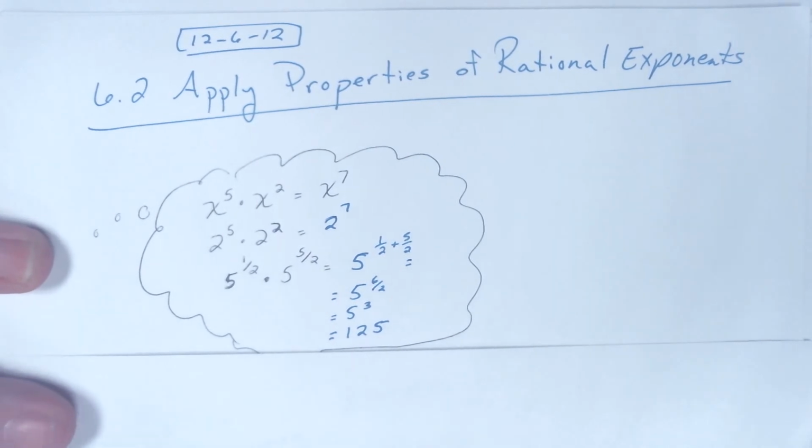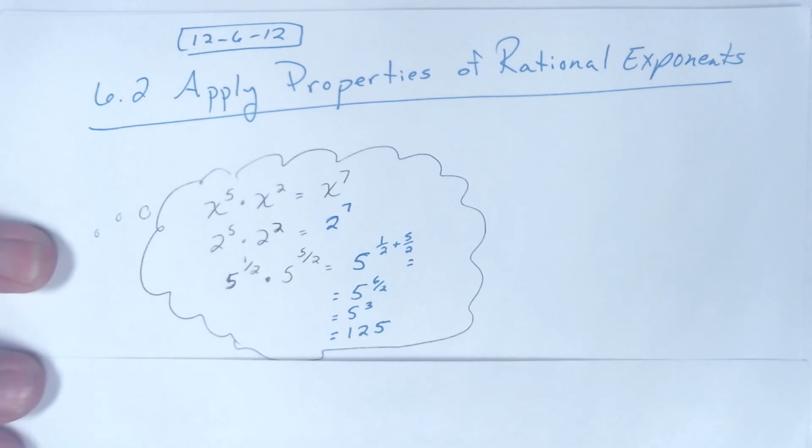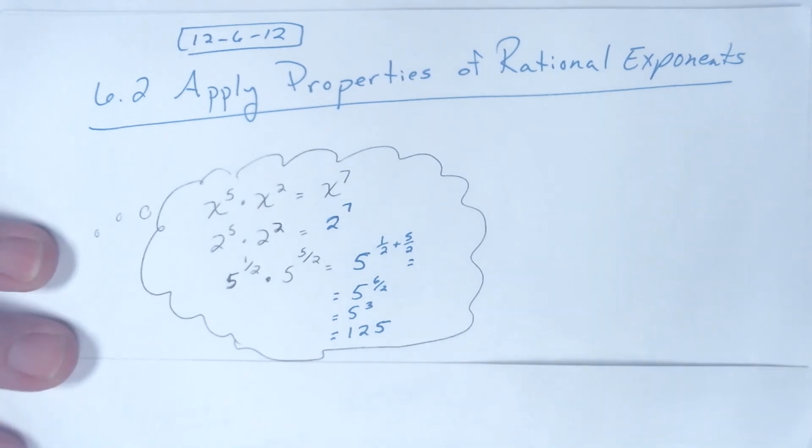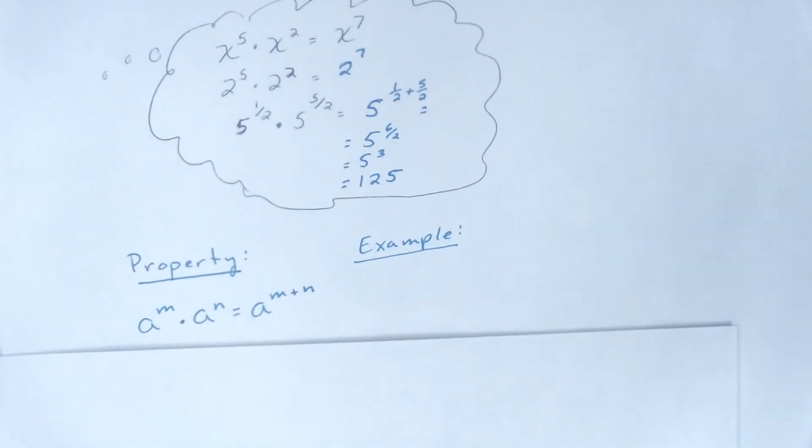But first, we must get through our long list of rational properties and do an example with a rational exponent. Ready? First of all, this is all we have to do. Let's do them one at a time now.